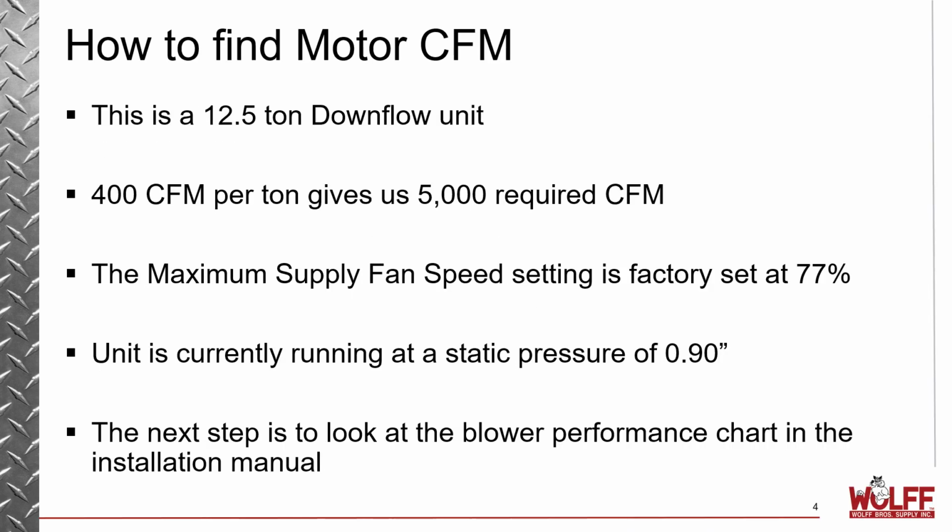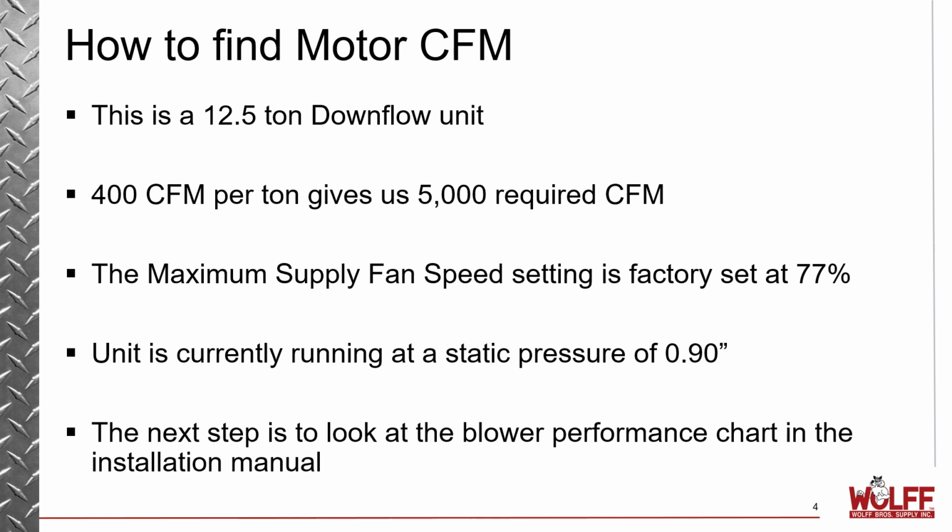Now that we have our static pressure reading, in this example, this is how we are going to find our required CFM. This is a 12.5 ton downflow unit. At 400 CFM per ton, 12.5 ton requires 5,000 CFM. The maximum fan speed setting from the factory is 77% for that motor. The unit is currently running at a static pressure of 0.9 inches.